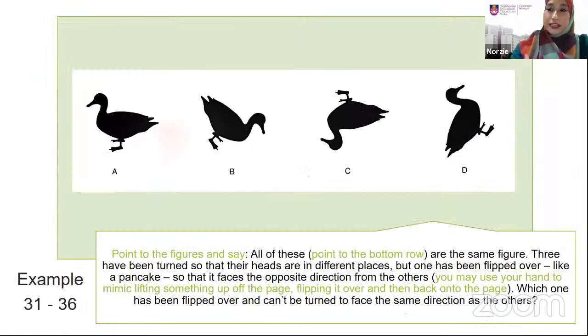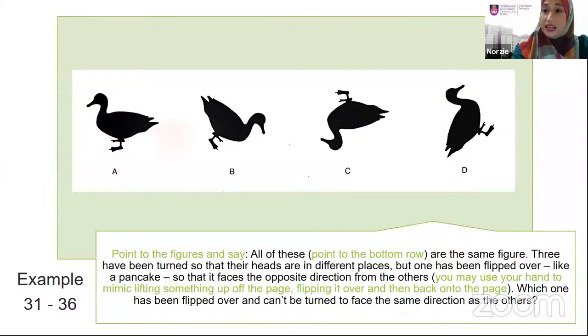Okay, untuk example 31 until 36 ni, dia punya direction dia agak panjang. Okay, so let's read the direction. All of this you need to point to the bottom row, to the pictures lah. Are the same figure. 3 have been turned so that their heads are in different places, but one has been flipped over like a pancake, so it faces the opposite direction from the others.